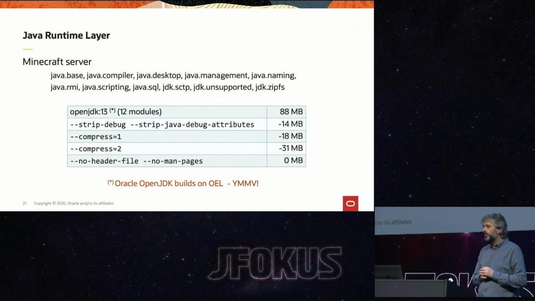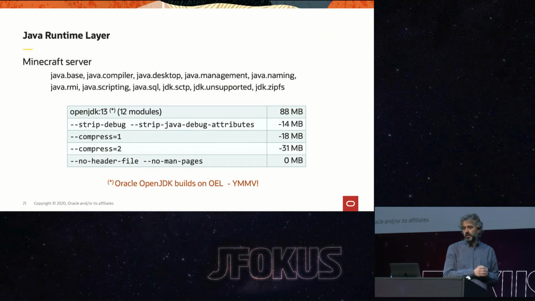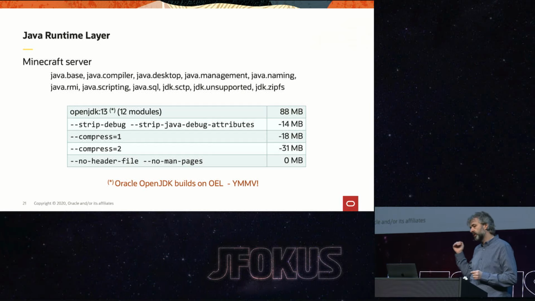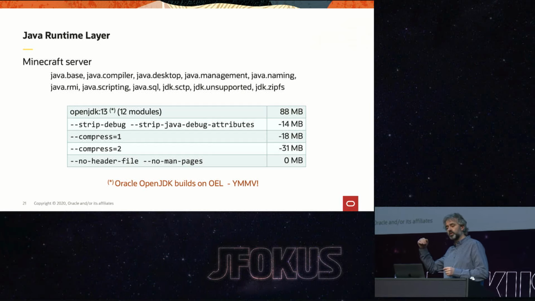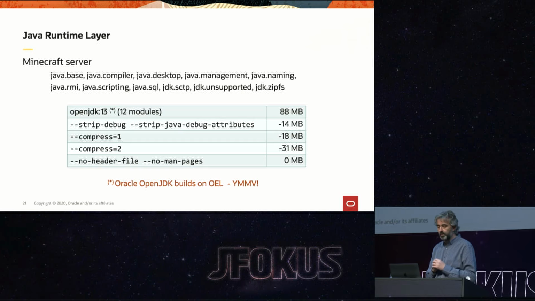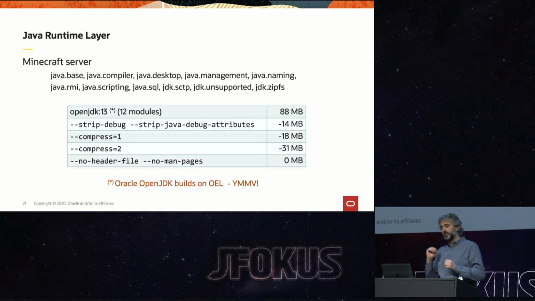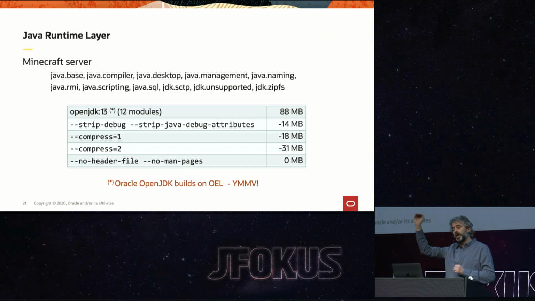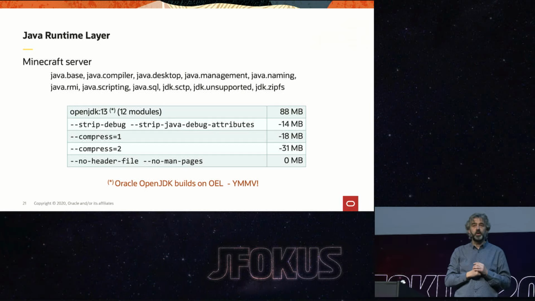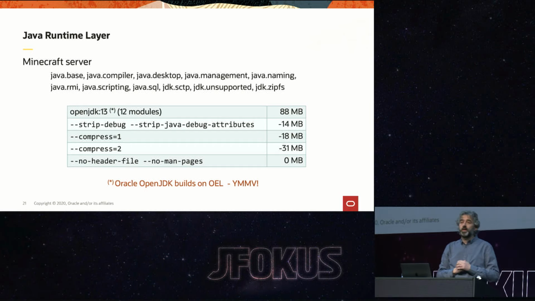So Minecraft server, OpenJDK 13, 12 modules, 88 megabytes. If you strip debug, so if you strip the debug and the native debugs and the Java debugs attributes from that image, you will save 14 megabytes. If you use compress1, you will save 18 megabytes from the 88 megabytes. If you use compress2, from the 88 megabytes, you will save 31 megabytes. And if you remove the header file and the man page, you will not save anything because they are not included by default. So this is using the OpenJDK latest.